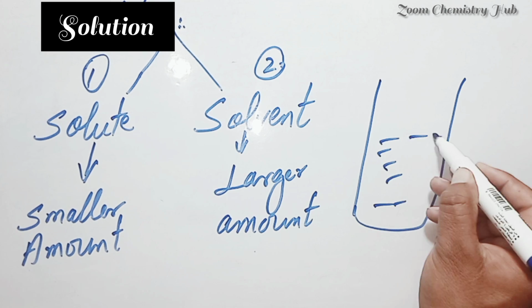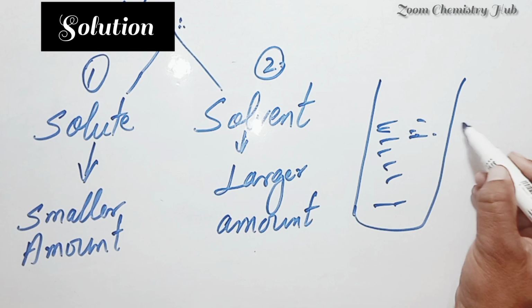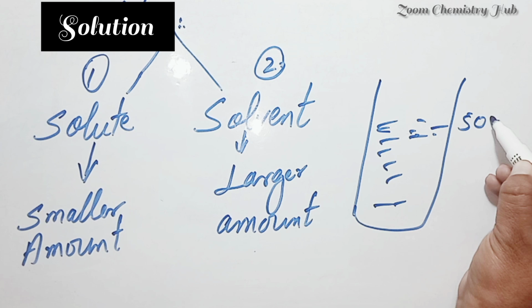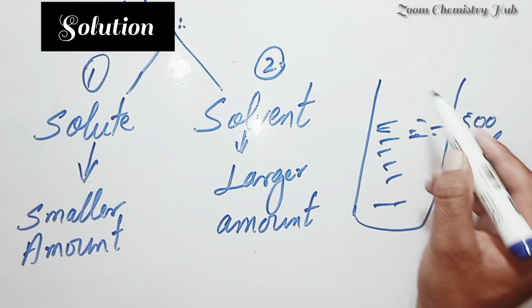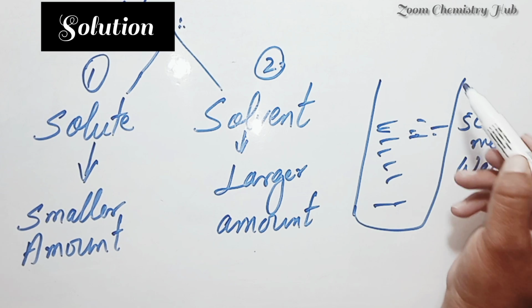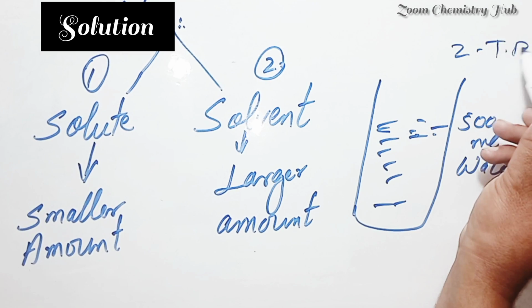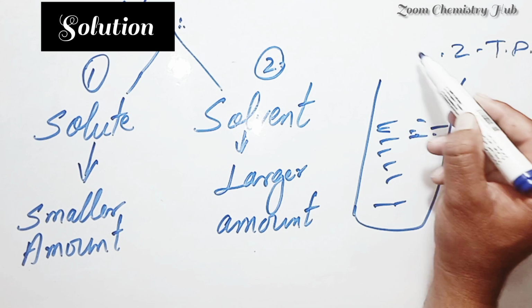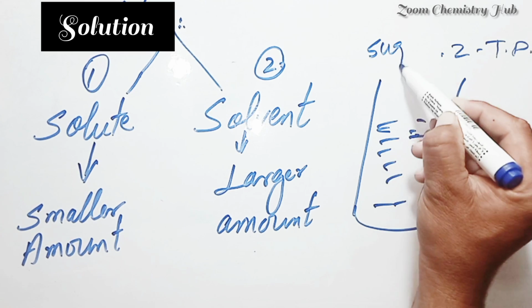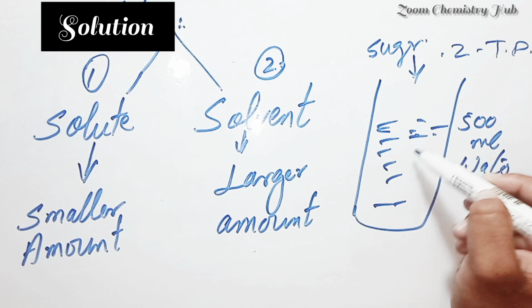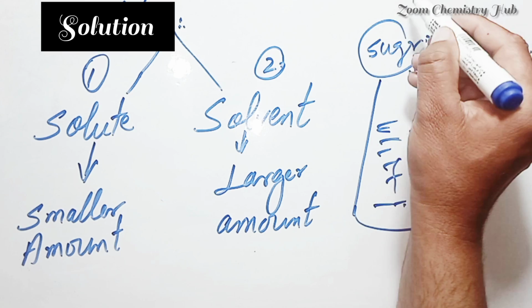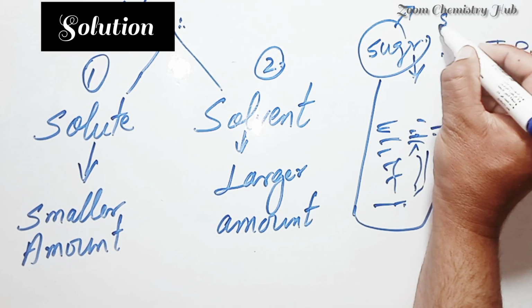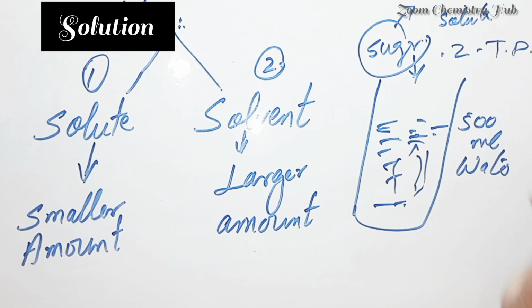For example, if we have a beaker, and in this beaker we have 500 milliliter of water and 2 teaspoons of sugar. So in this solution, sugar is a solute while water is a solvent.